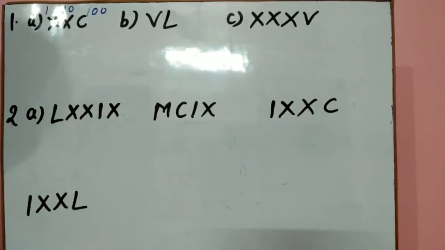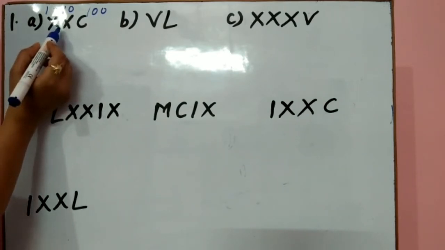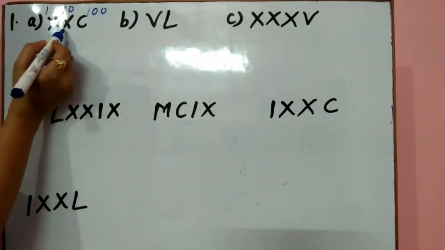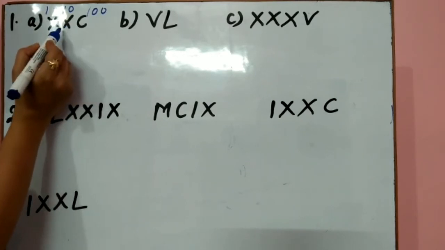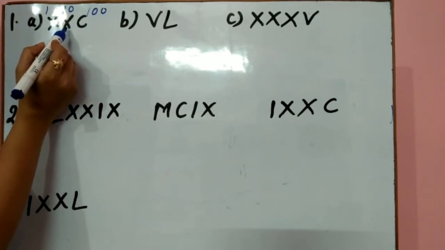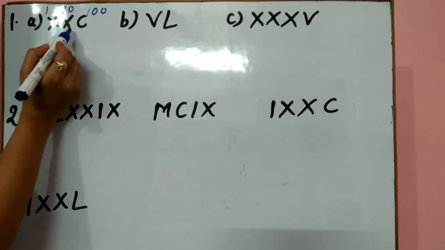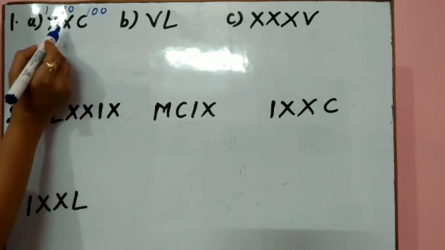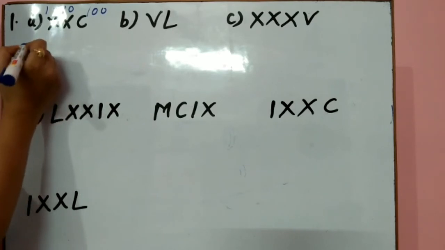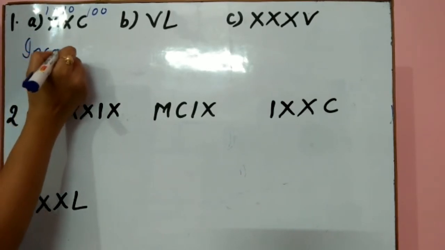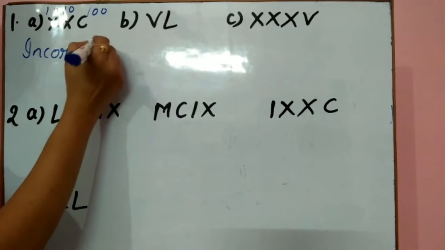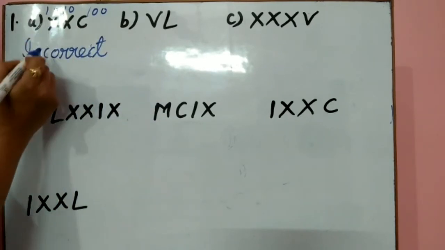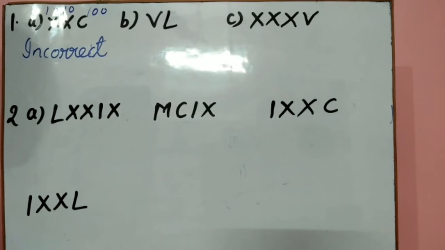And there is a rule: a letter of smaller value can be written to the left of a letter of greater value only once. It means a letter of smaller value can be written to the left of a letter of greater value only one time. But here it is two times. That's why it is incorrect. According to the rule, it is incorrect.